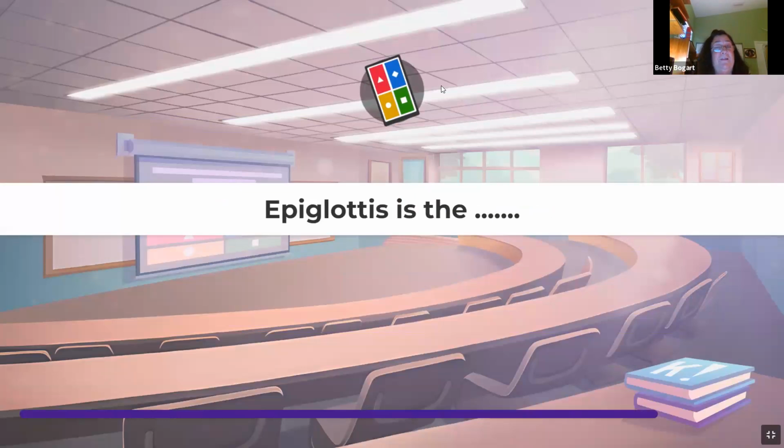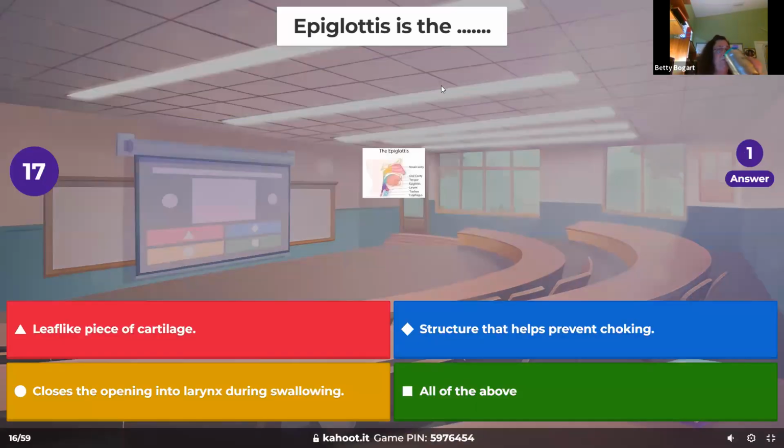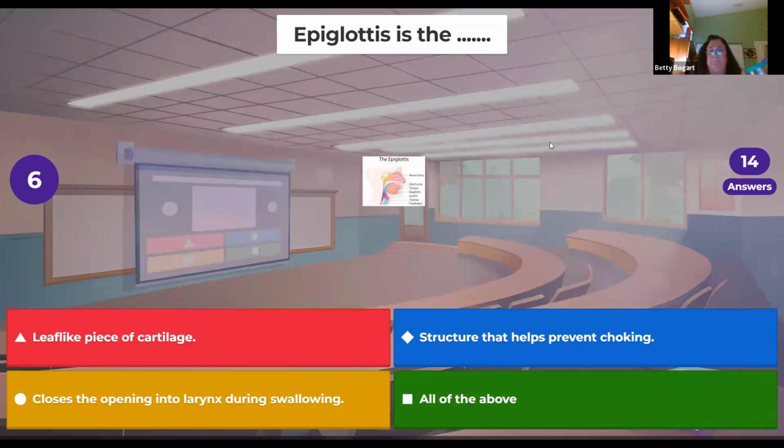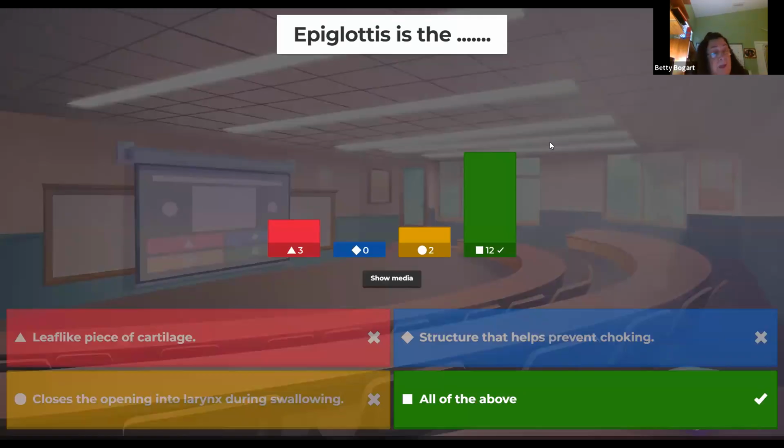The epiglottis, what is it? I just told you. It is that leaf-like piece of cartilage that closes that larynx so food doesn't go down there because it prevents choking. Now, this is swollen. You can't just go in and remove it. There's no way to do it. Even given steroids, it takes a while for it to work, and you're not breathing.